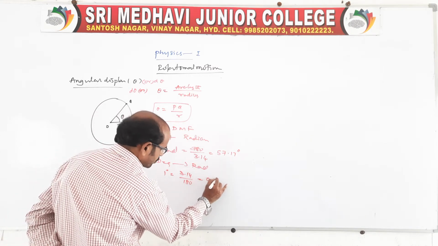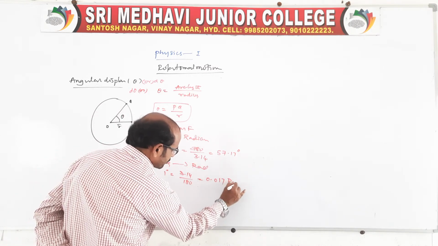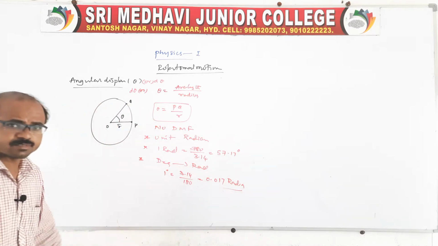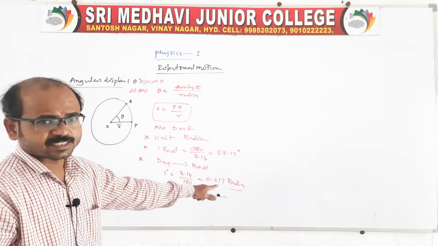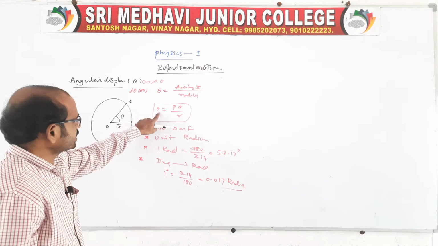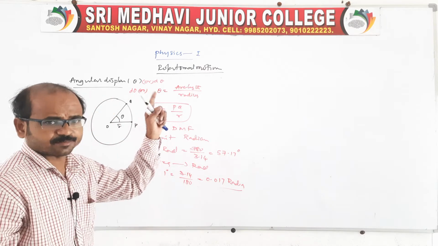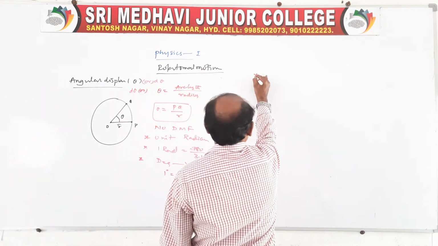It is approximately 0.017 radian. 1 degree is equal to that in terms of radian, if asked, you take it like this. And therefore, the particle is completing 1 rotation, suppose.